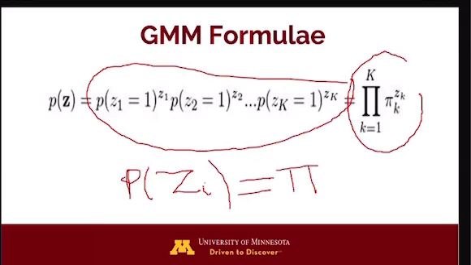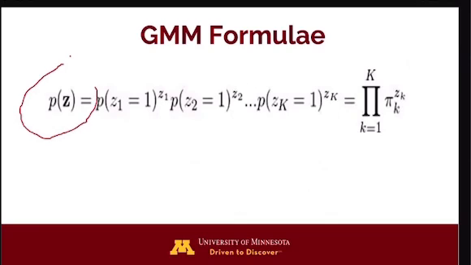For instance, what is the probability of z1? It's going to be pi 1. Pi 1 is the mixing probability, the probability of belonging to a particular cluster. Don't forget, here we are actually using a probabilistic assignment against deterministic assignment. The probability of Z has now been derived to be equal to this.